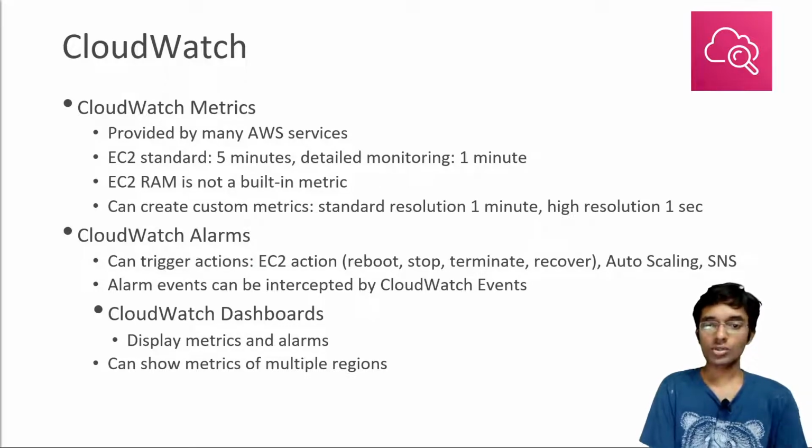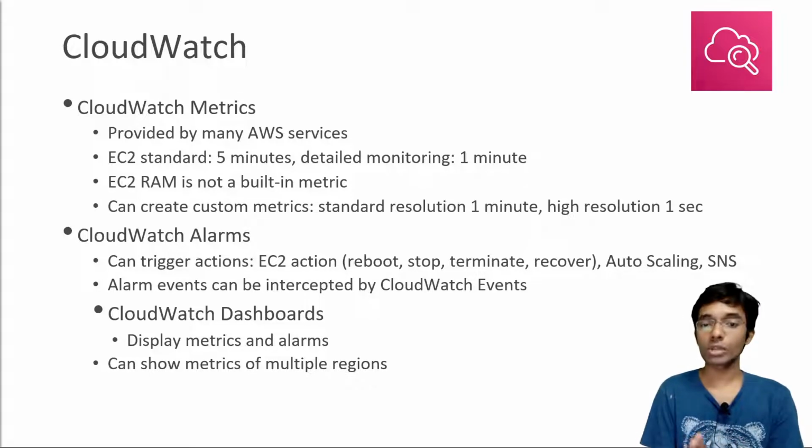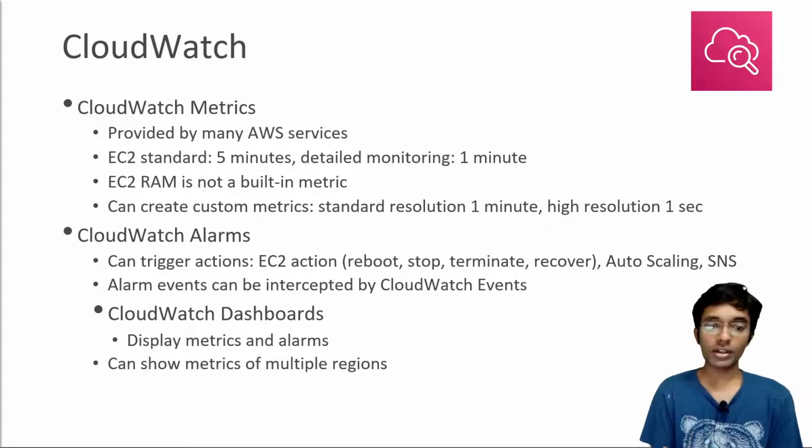Okay, so CloudWatch has been everywhere through our discussion, but now it's time to take a deeper look at CloudWatch in specifics. The first part is CloudWatch metrics, and we already know that many AWS services provide CloudWatch metrics out of the box. For EC2, it's particular. By default, the resolution is 5 minutes for EC2 standard monitoring, but you can enable detailed monitoring for EC2, which gives you EC2 metrics every 1 minute.